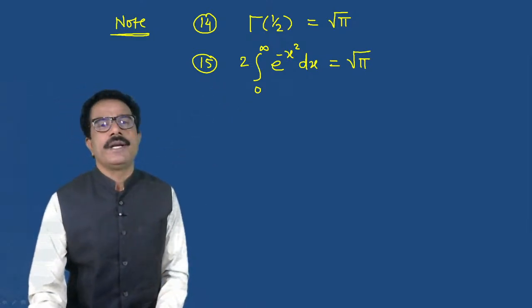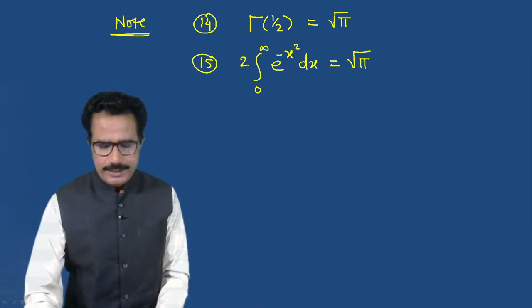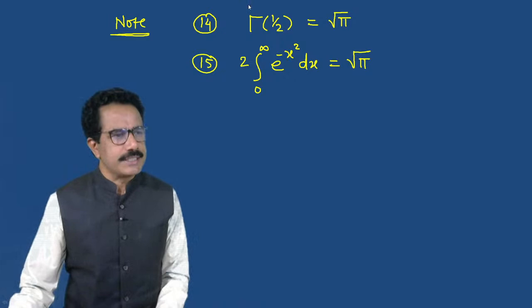That is, we have to find the value of gamma 3 by 2, gamma 1 by 2. So first of all we shall discuss the problems and then we shall move towards the beta function. Problems.